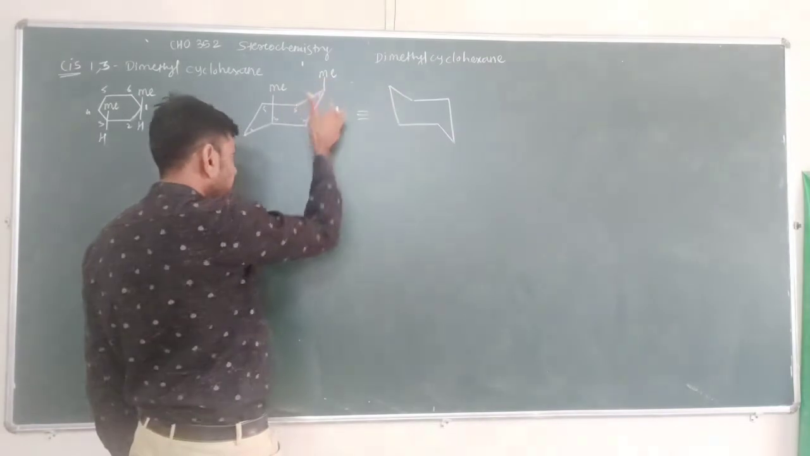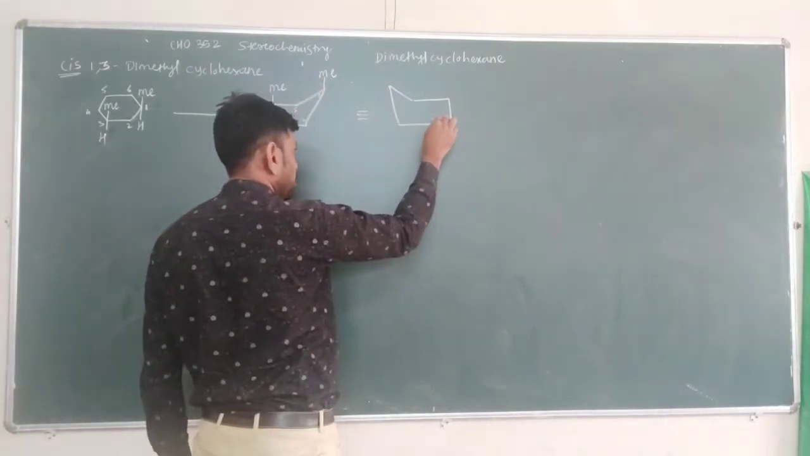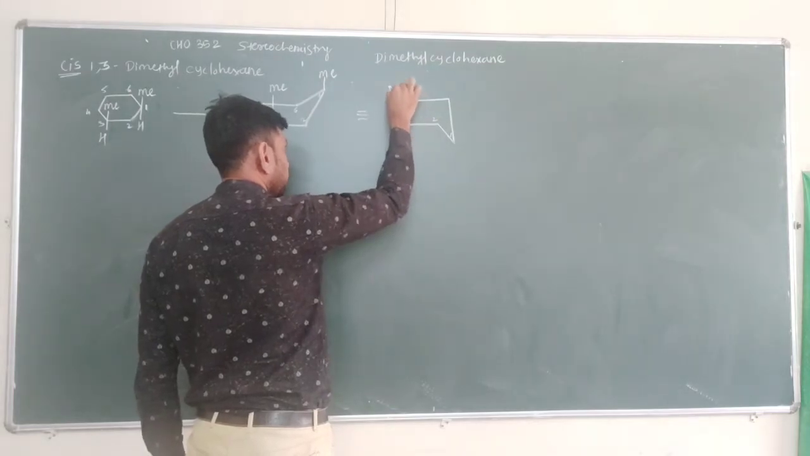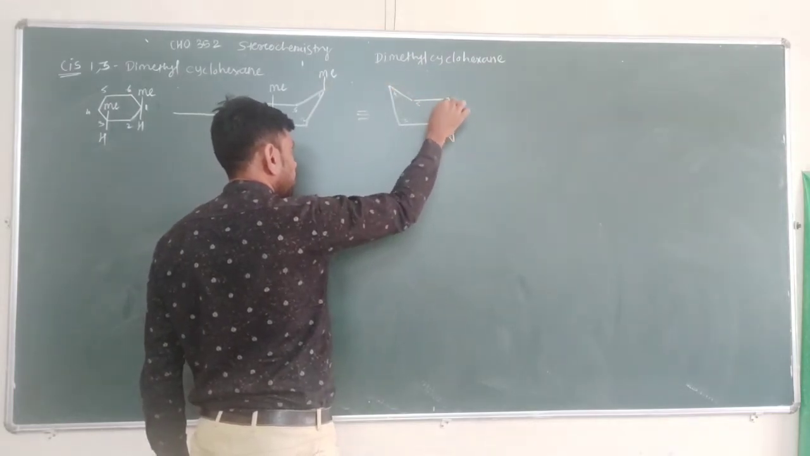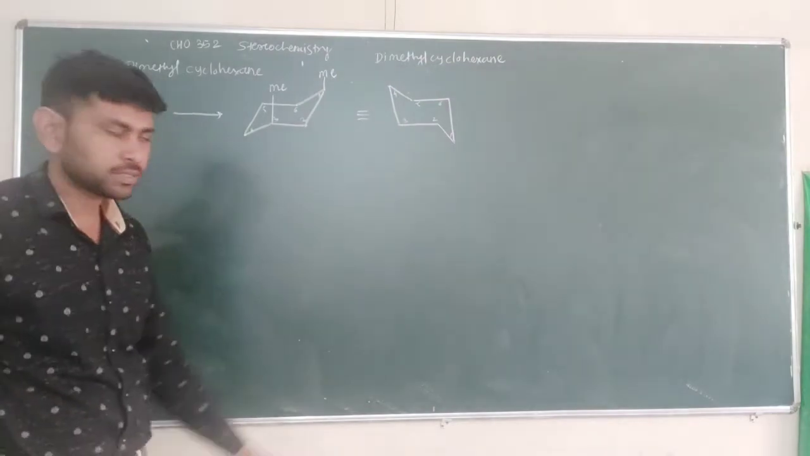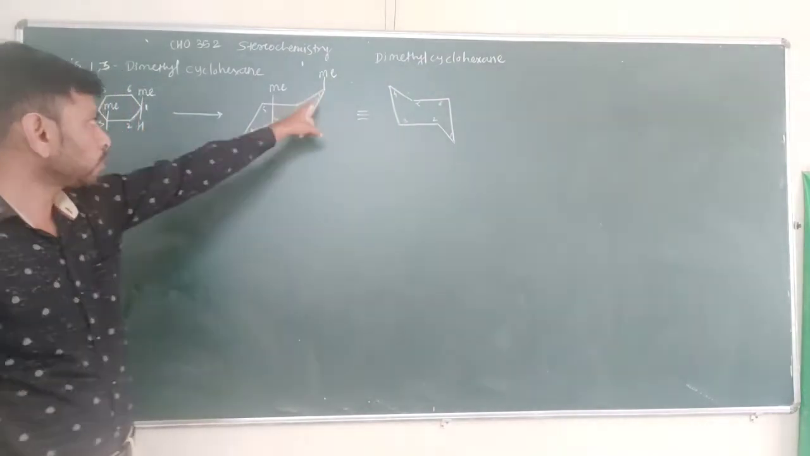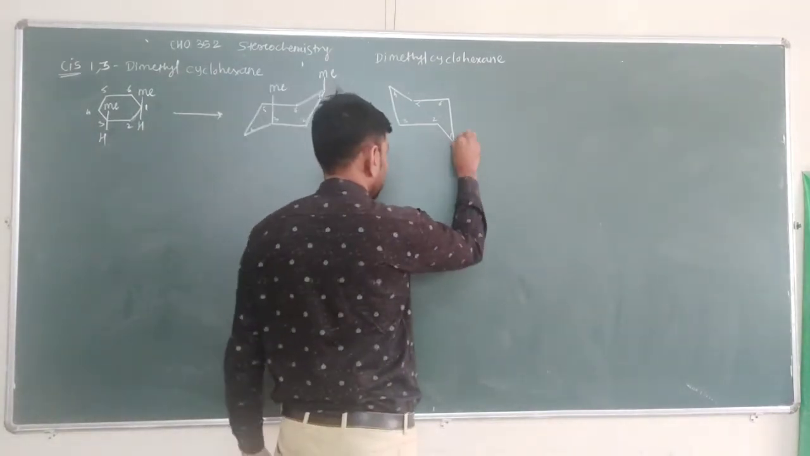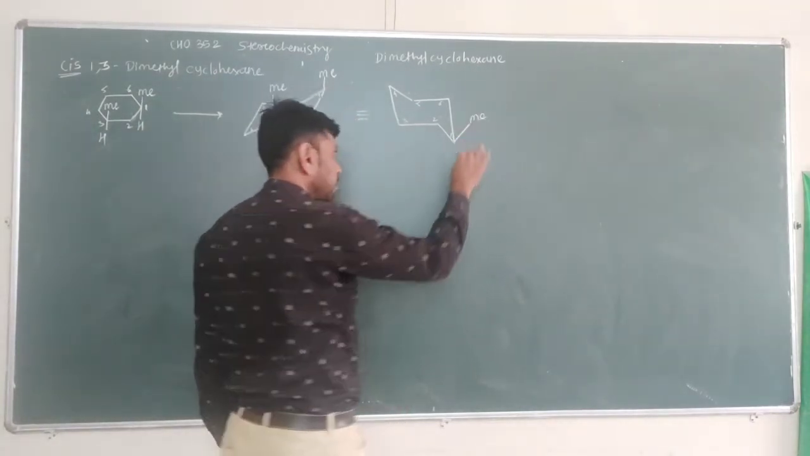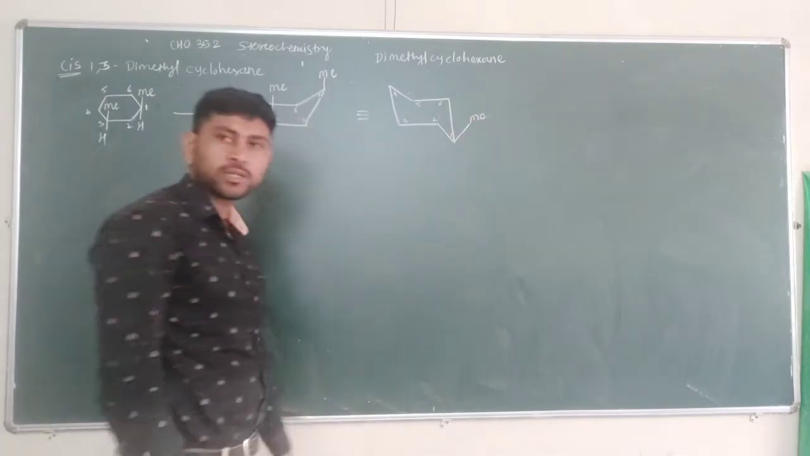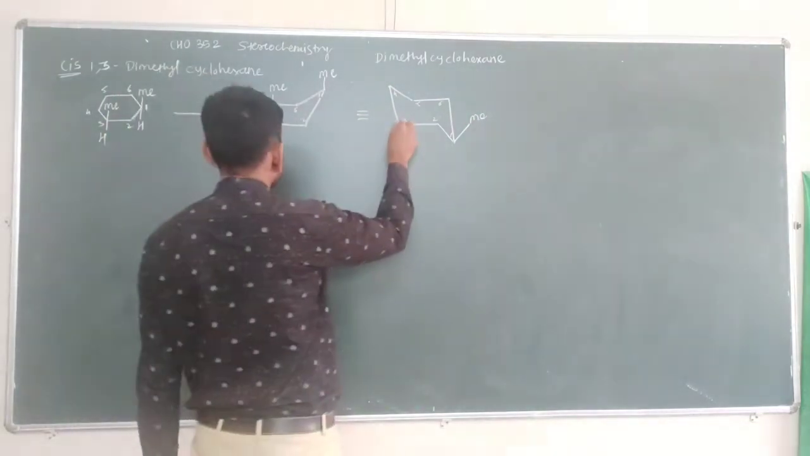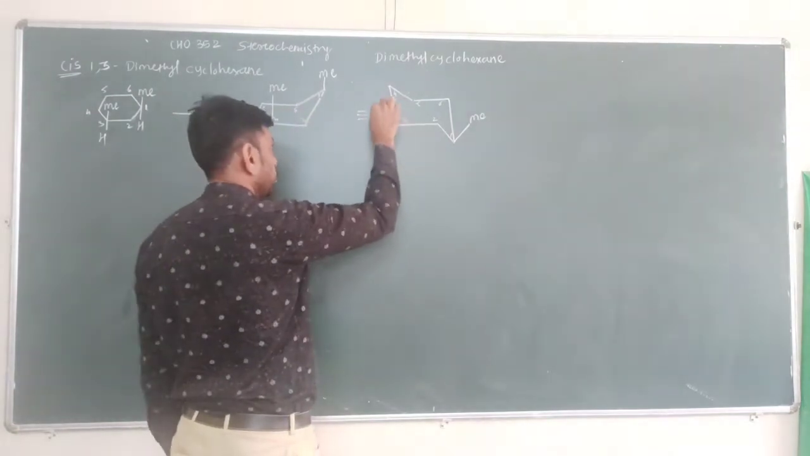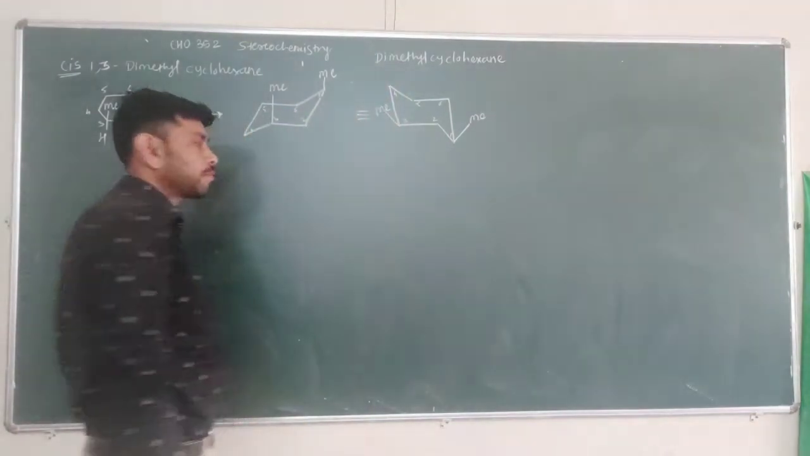Here, a ring flipping. So carbon number 1 goes here, 2, 3, 4, 5 and 6. Carbon number 6. 1, 2, 3, 4, 5. So the carbon number 1 contains a methyl group on the upside, so I am drawing here the methyl group on the upside. Here carbon number 3 contains a methyl group on the upside too, so the methyl group here on the upside.